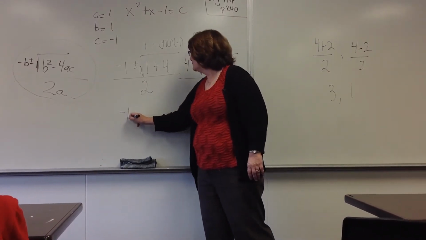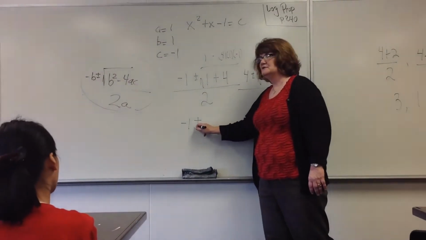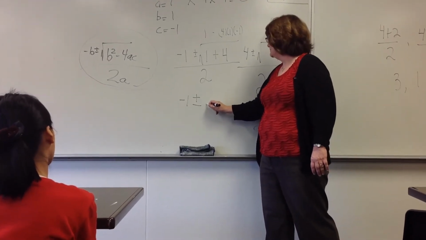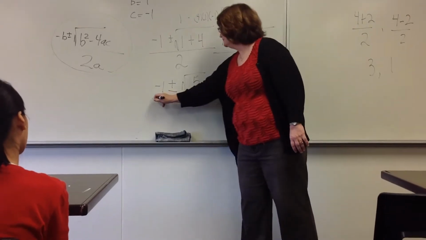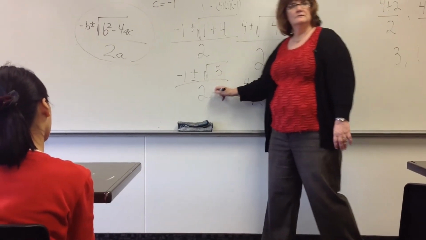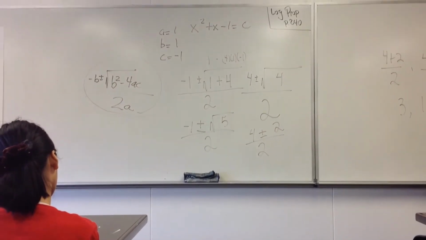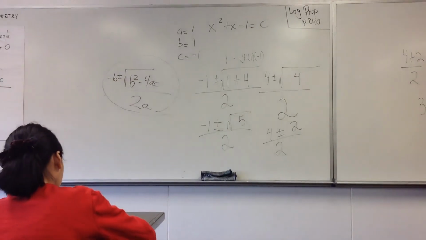It's negative 1 plus or minus the square root of 5, over 2. Good.